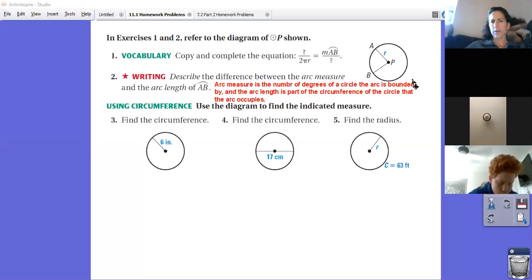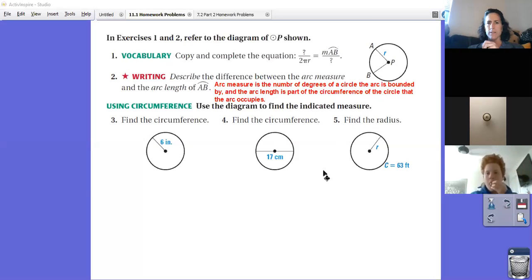So looking at one, I did put the answer for number 2 on my flip chart here. That was kind of important, to be able to describe the difference between the arc measure and the arc length of AB. And this is a really good explanation, if I do say so myself. Arc measure is the number of degrees of a circle that the arc is bounded by. And then the arc length is part of the circumference of the circle that the arc occupies. So arc length and circumference go hand in hand.